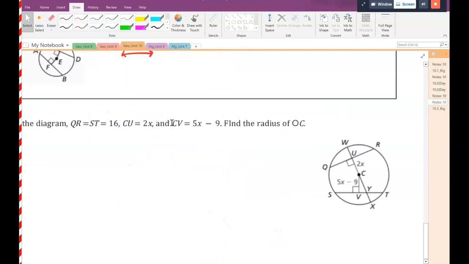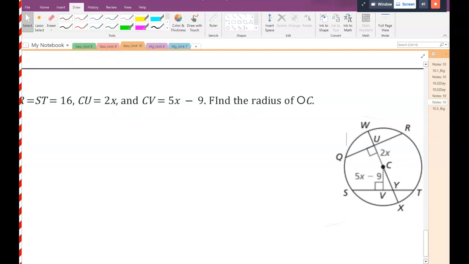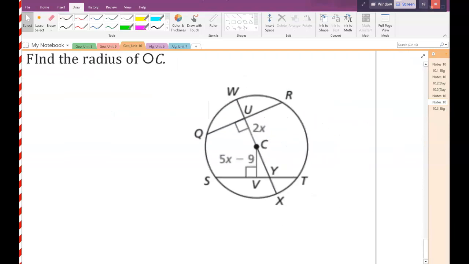Boom. All right. So in the diagram, QR is equal to ST, and they're both equal to 16. CU is equal to 2x, and CV is equal to 5x minus 9. We just want to find the radius, though. So QR and ST. Let's start there, since that's the first piece of information we're given.